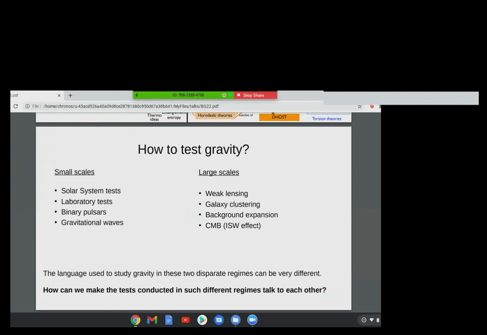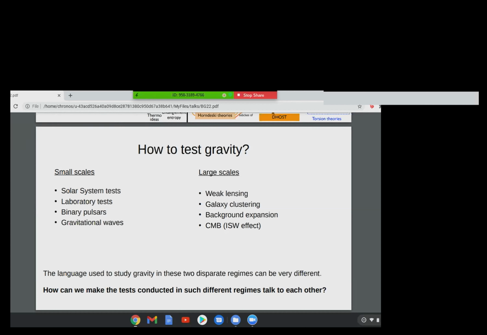So this is what we try to do, and we do this using observational tests. And these can broadly be split into two regimes. We have the small astrophysical scales, where one has tests like tests in the solar system or using gravitational waves, for example. And then we have the large scale cosmological tests, for example weak lensing tests, or those to do with the cosmic microwave background. And these are talked about in very, very different ways, typically.